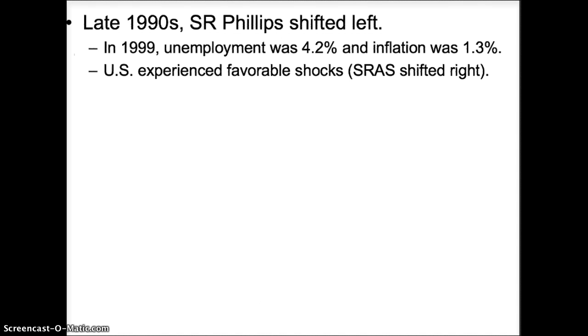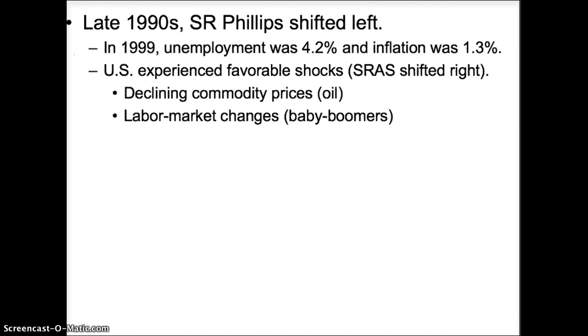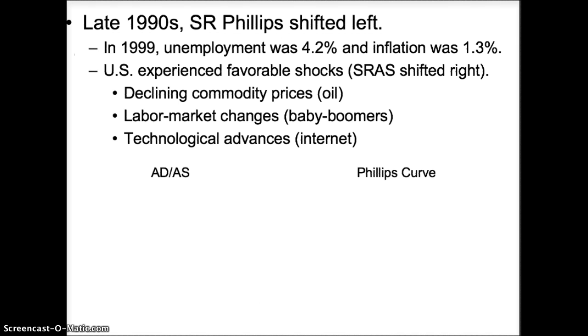The United States had experienced favorable supply shocks, causing the short-run aggregate supply curve to shift right. The world price of oil and other commodities had declined. There was a favorable change in labor markets due to the baby boomer generation and huge technological advances due to the internet. Let's start with both diagrams at equilibrium.